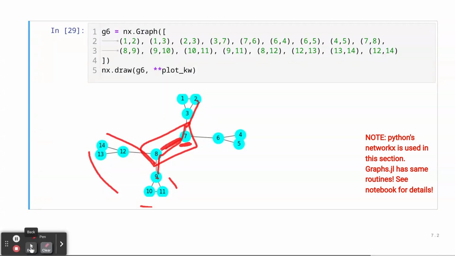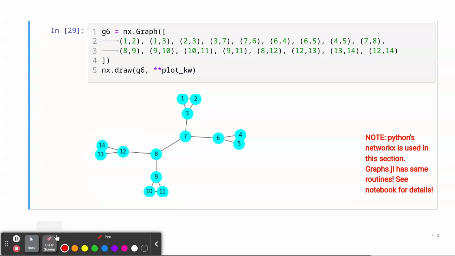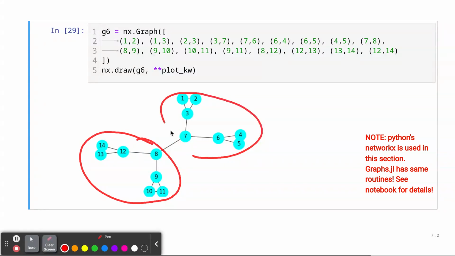Because it's the only edge by which these 7 nodes right here are connected to these 7 nodes, only because of this edge right here. The next set of nodes that had the highest score included 9, 12, 3, and 6. And here's the reason why.